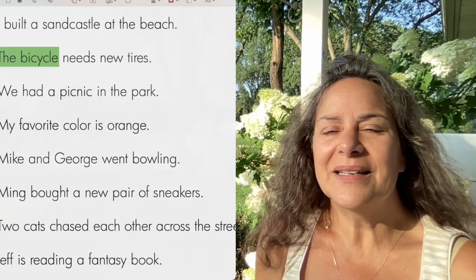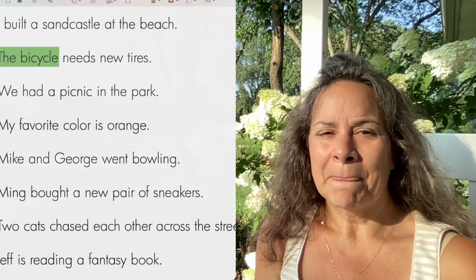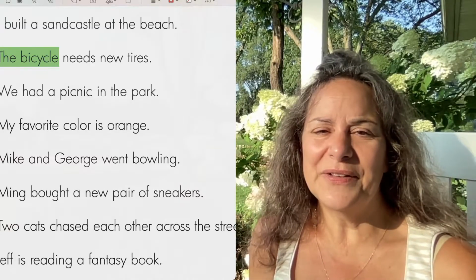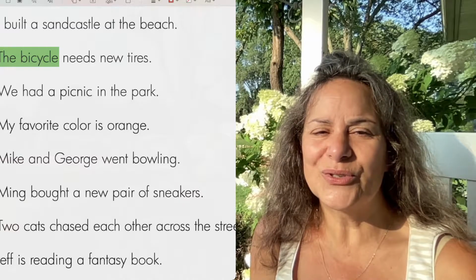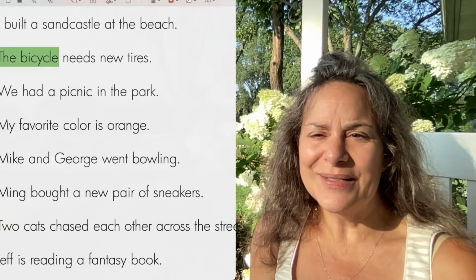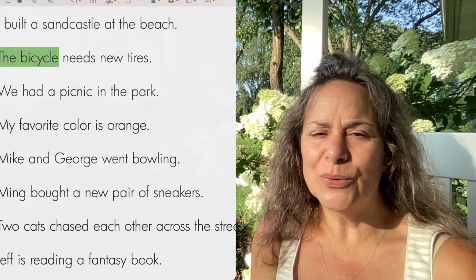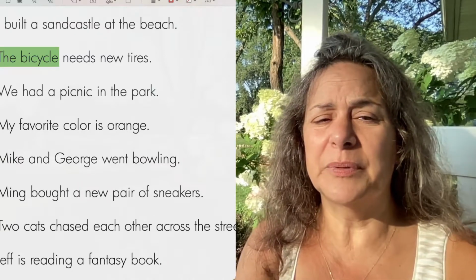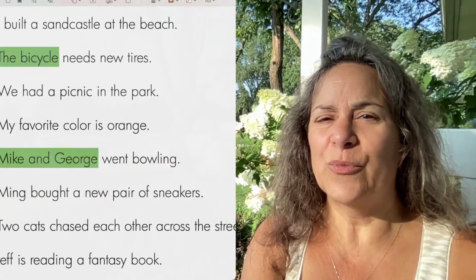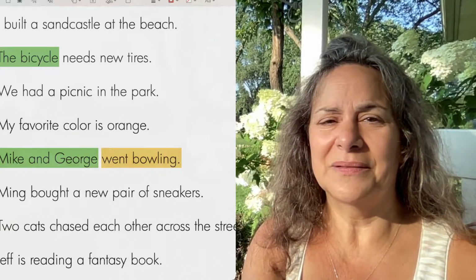We had a picnic in the park. My favorite color is orange. Mike and George went bowling. Remember, we're just looking for the complete subject. Who's doing the action? And we're looking for the complete predicate. What's the action? Right?